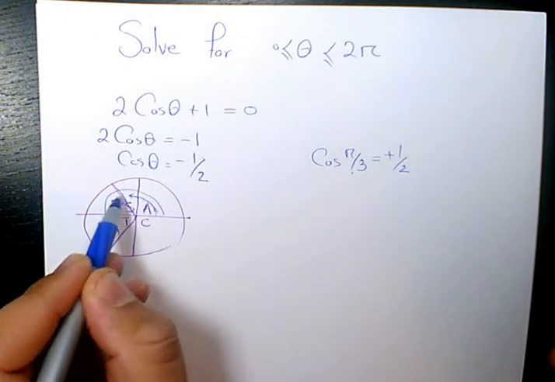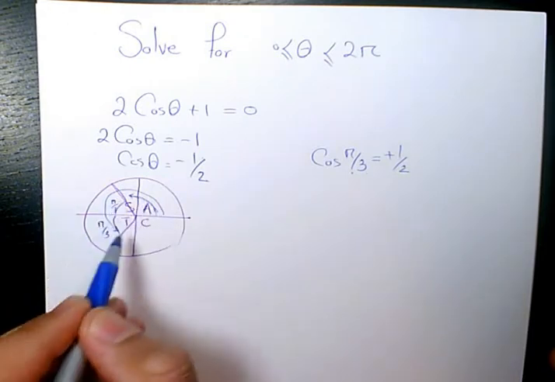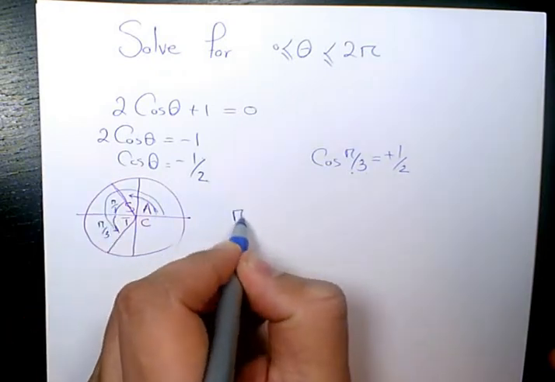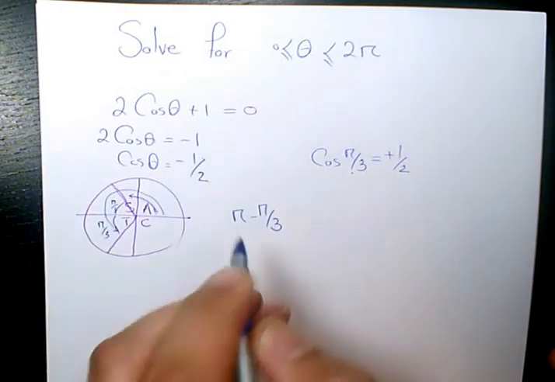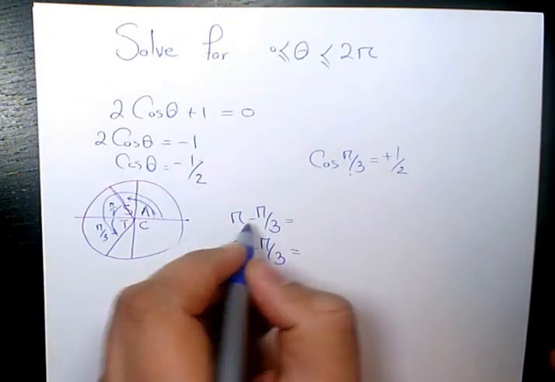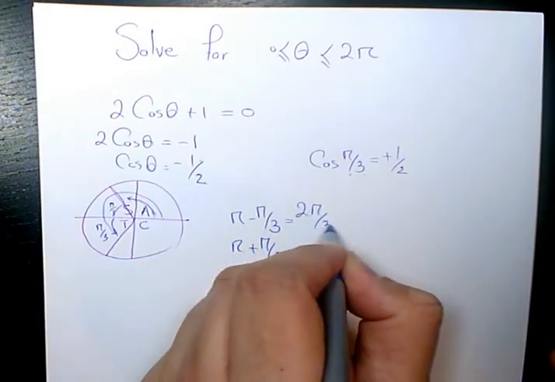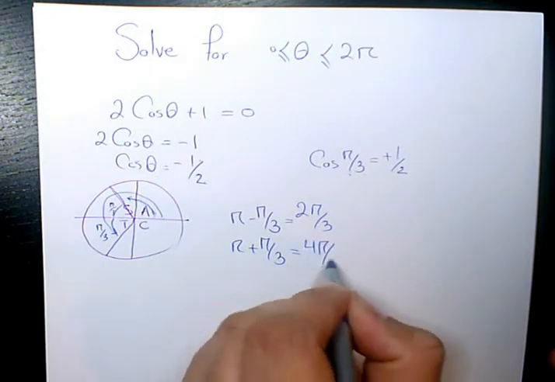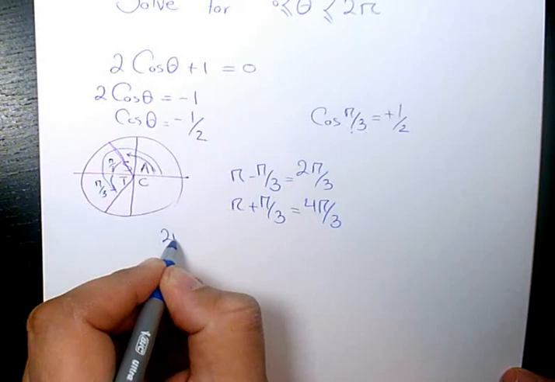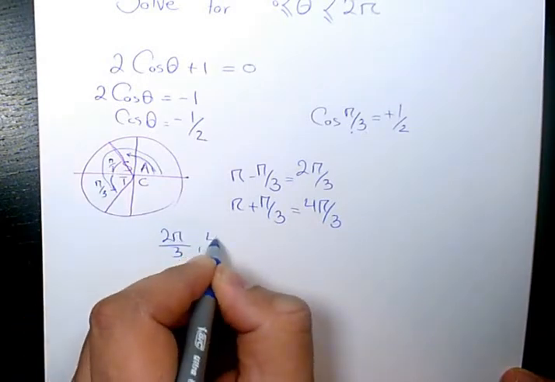So the first angle is going to be pi minus pi over 3, and the second one is going to be pi plus pi over 3. So the two numbers are pi minus pi over 3, and the other one pi plus pi over 3. So that makes it 2 pi over 3, and here this one is going to be 4 pi over 3. So we have 2 pi over 3, and here we have 4 pi over 3.